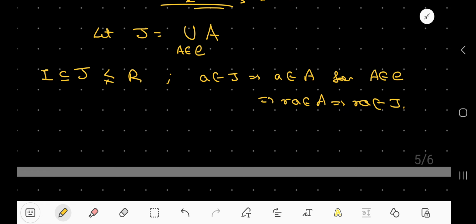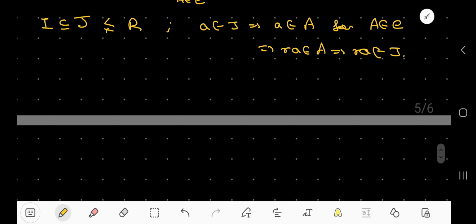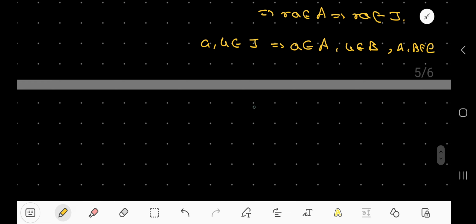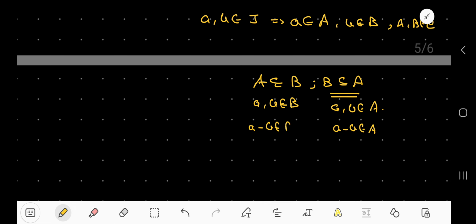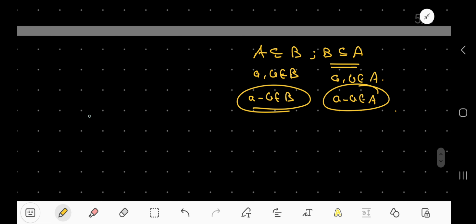If I talk about subtractive closure, then if you choose two elements from J, this means that a belongs to, say, capital A and b belongs to, say, capital B, where A and B are coming from the chain C. But since we are talking about a chain, either A is included in B or B is included in A. If A is included in B, then a and b both are in capital B, and the same happens here: a and b both are in capital A. But since A is an ideal, a minus b is in capital A, and in this case also a minus b is in capital B. That means a minus b is in J, and in this case also a minus b is in J. So J is in fact an ideal. Therefore J is in fact an ideal of R containing I.